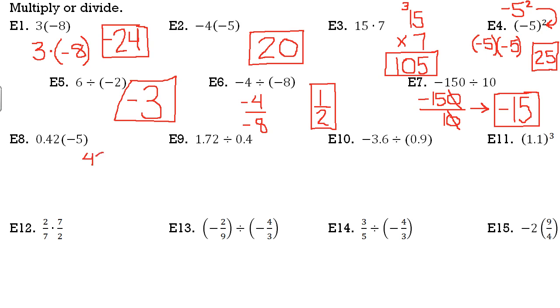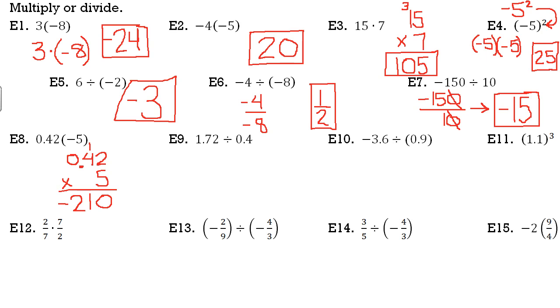Okay. All right, example number 8, we've got 0.42, and we're going to multiply it by negative 5. Now, we know that a positive times a negative is going to be a negative. So when it's all said and done here, we can just go through it as if it's a regular 5, and then when it's done, make it negative. All right, so our answer is negative 210, right?